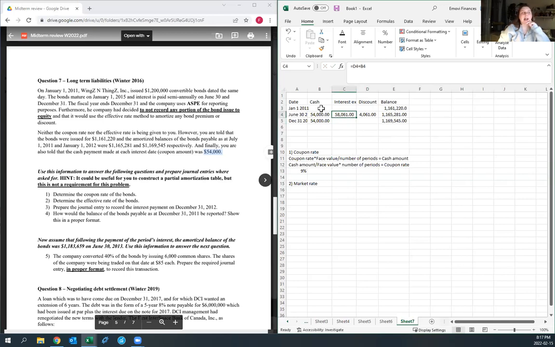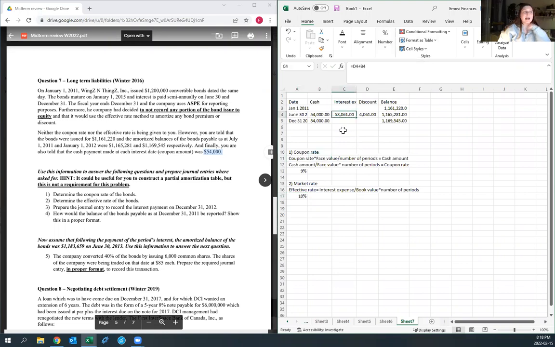Now, with my interest expense, how we calculate it normally is market rate times the previous book balance divided by the number of periods. So we're going to reverse that calculation to find my effective rate. My effective rate is going to be my interest expense divided by my book value times the number of periods. So it's 58,061 divided by 1,161 times 2. So it's 10%.